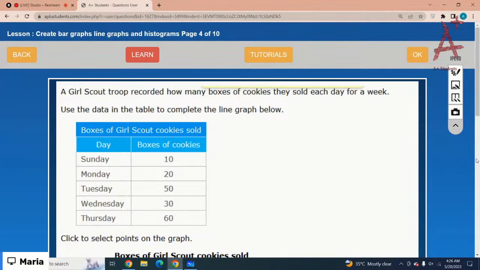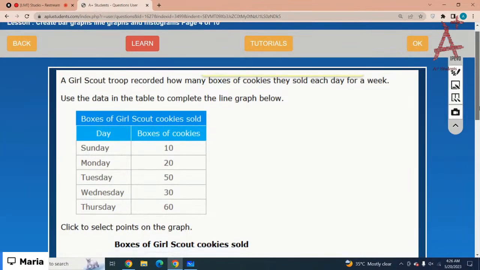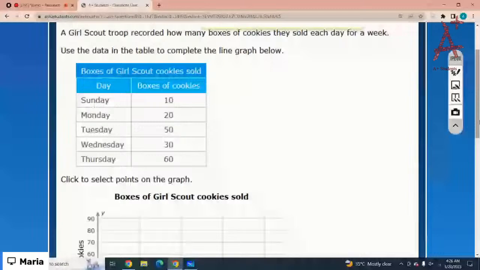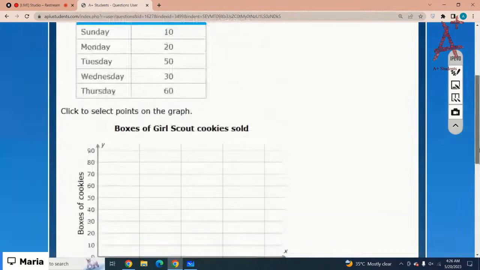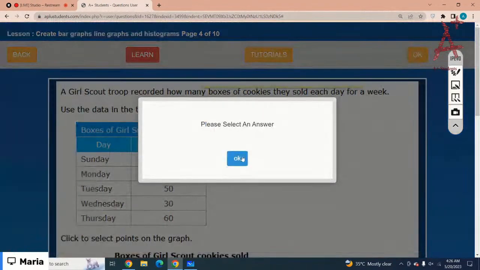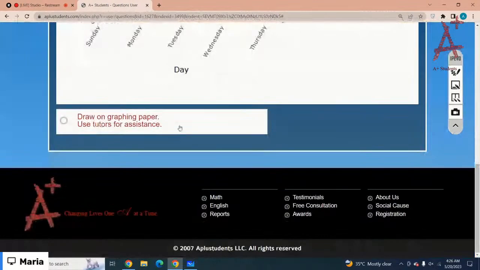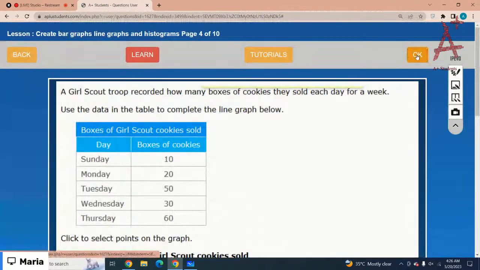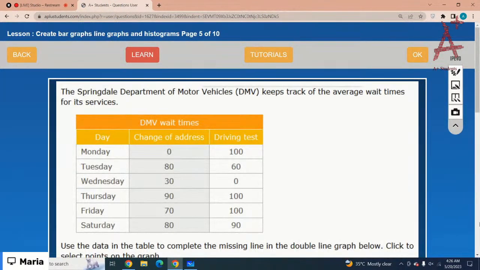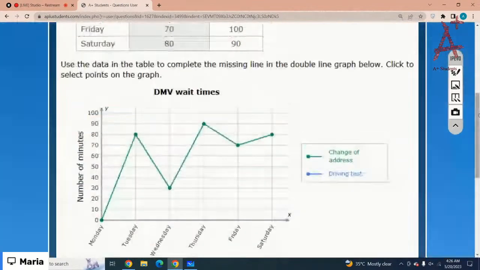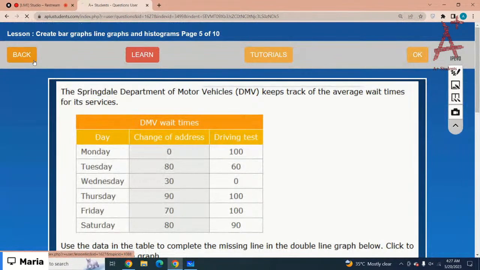Okay, the next one: a Girl Scout troop recorded how many boxes of cookies they sold each day of a week. Use the data in the table to complete the line graph below. On Sunday it is 10, on Monday it is 20. You have to do this on graph paper, the same as I did for the last question. You are not given options with the rest of the questions, so you have to do the rest of them on graph paper. Got it?